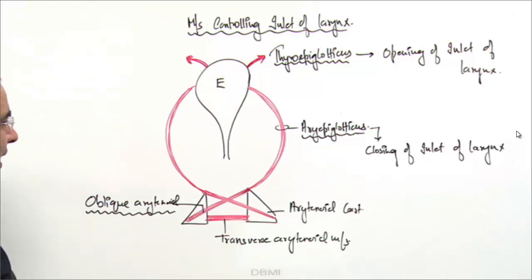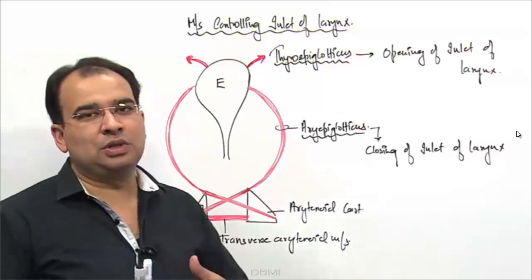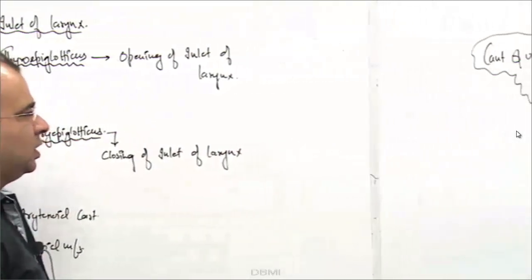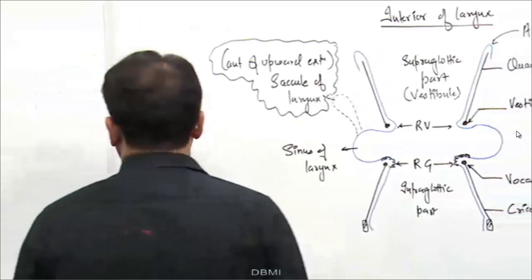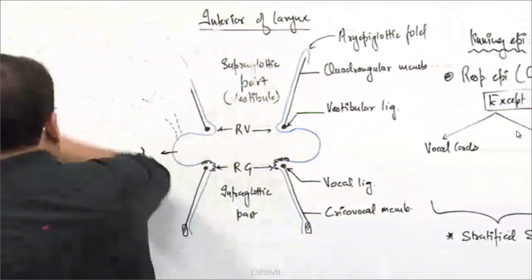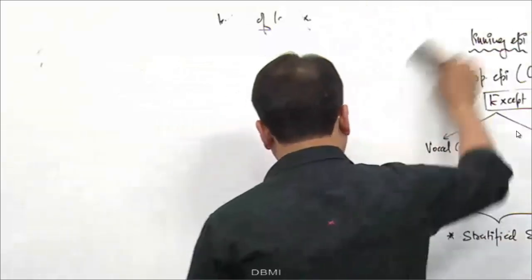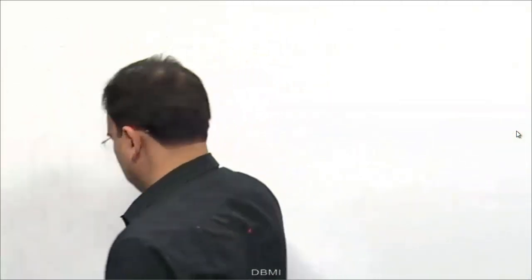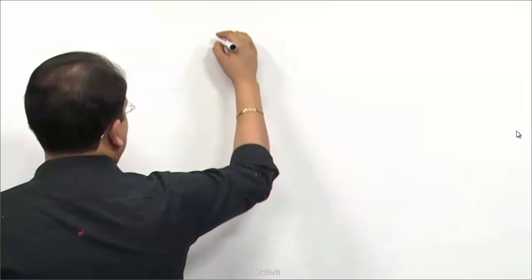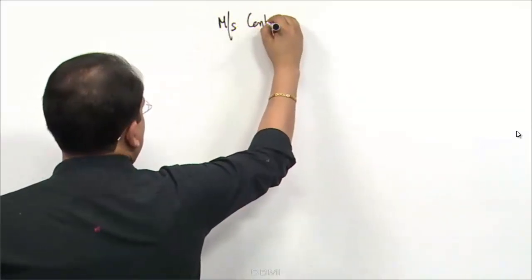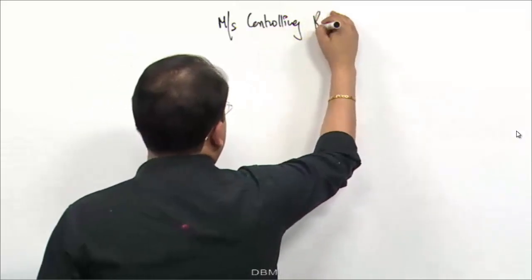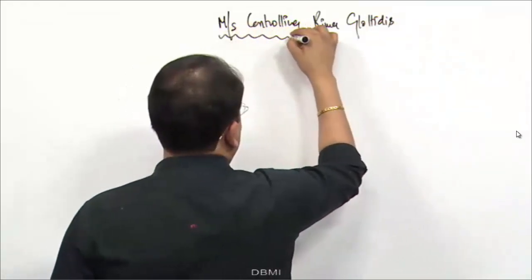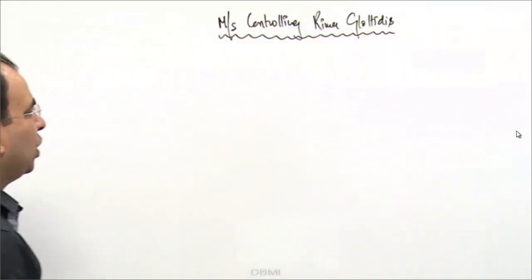Coming on to the next one, the second group are the muscles which control the rima glottidis, the muscles responsible for abduction and adduction of vocal cords. So the second group is the muscles controlling the rima glottidis. And what are the muscles controlling rima glottidis?